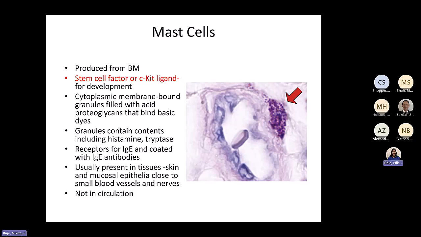They have these cytoplasmic membrane-bound granules that are filled with acid proteoglycans that bind to basic dyes. These granules will contain histamine and tryptase, and as we know, there are receptors for IgE on the surface of these mast cells. So when the antibodies interact with these receptors for IgE, they are going to degranulate and cause the histamine or tryptase to be released.